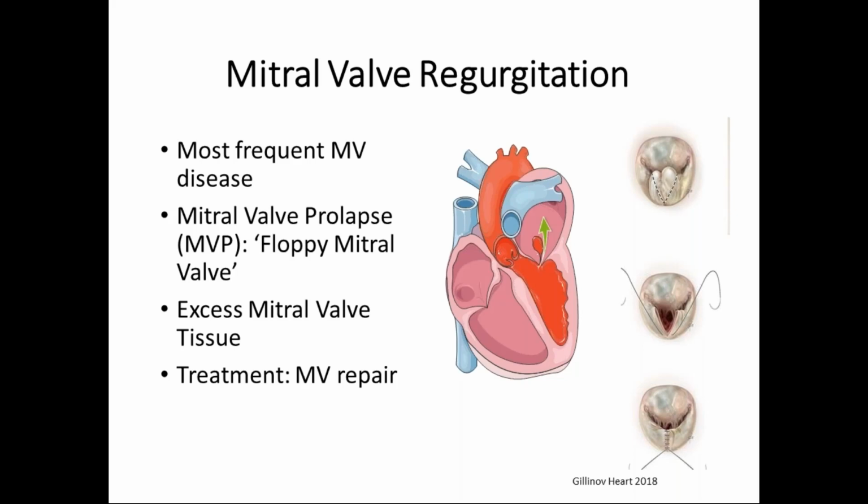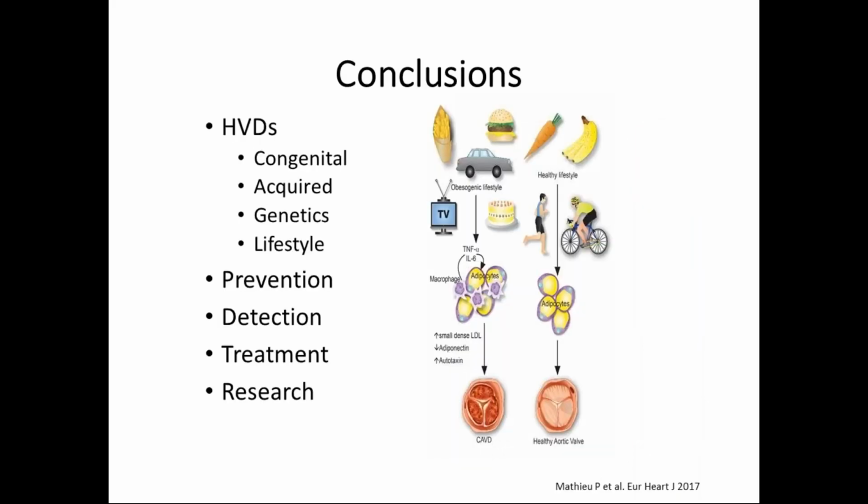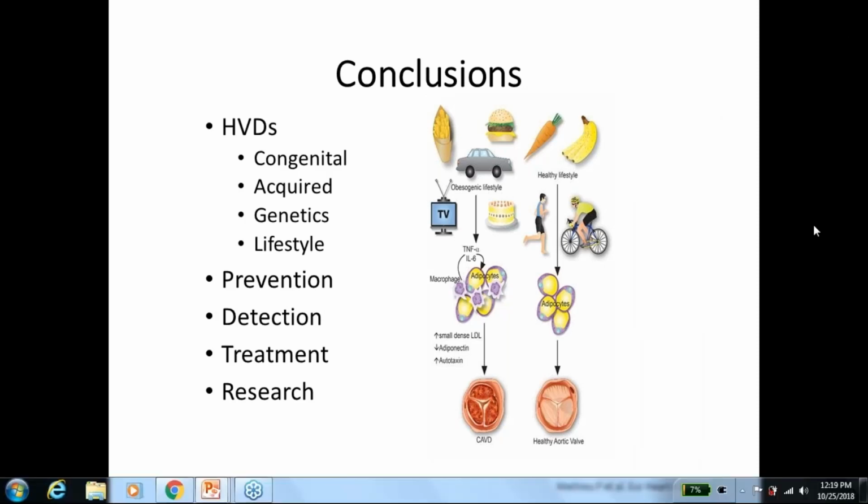prosthesis. Next. So in conclusion, we've seen that heart valve disease can be either congenital or acquired. Some are related to genetic risk factors in families and also in the general population. Lifestyle risk factors do play a role, at least in the development of calcific aortic valve disease. The obesogenic lifestyle is certainly a risk factor. Therefore, preventive measures in the general population could decrease the burden of calcific AS.